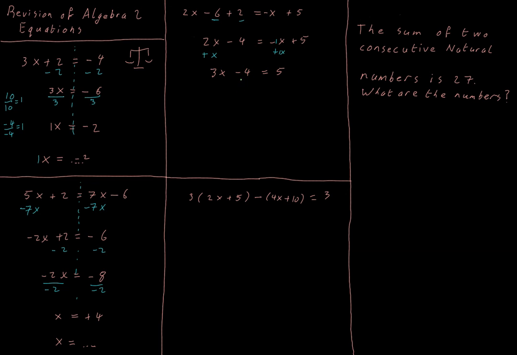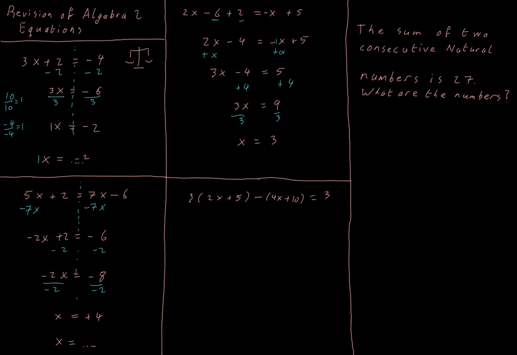I have a minus 4 here. I want 0, so I must add 4 to both sides. To get to 0 from minus 4 I would have to add 4. 3x is equal to 9. I want to get 1x, so I have to divide by 3, and I end up with 1x is equal to 3.